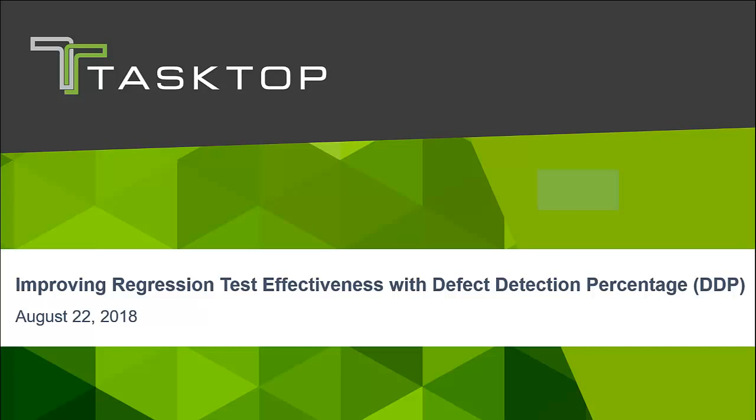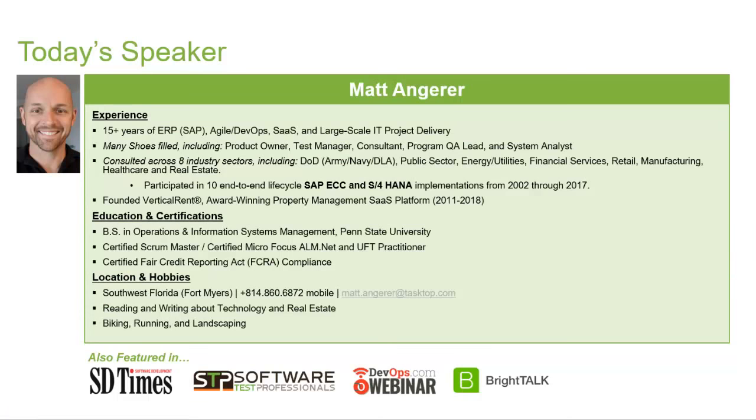Okay, with that, we'll go ahead and get on with today's webinar, which is Improving Regression Testing Effectiveness with Defect Detection Percentage. Easy for me to say, oh boy. Our speaker today is Matt Angerer. He's actually a very nice guy, and he's a Senior Solutions Architect at TaskTop. Matt is passionate about improving software quality and loves to share what he's learned in a variety of QA and testing leadership roles through his writing and presentations, such as this one.